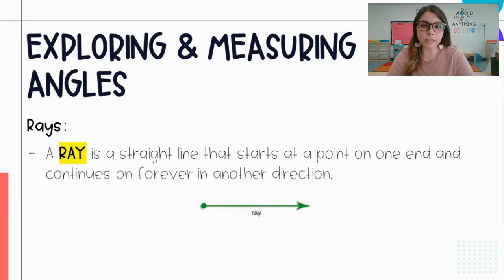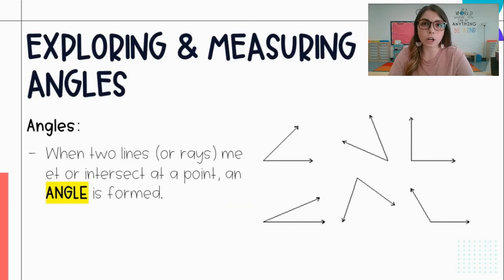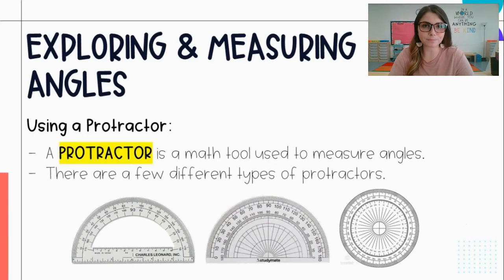A ray is a straight line that starts at one point and continues on forever in the other direction. It's like picking a point on the line that you want to start and then continuing on in the direction of the arrow. And you can see it noted there in green. Angles are when two of those lines or rays meet or intersect at a point. And this is where the angle is formed. And you can see examples there of 6 pictures of angles. And we're going to learn more about angles today as well.